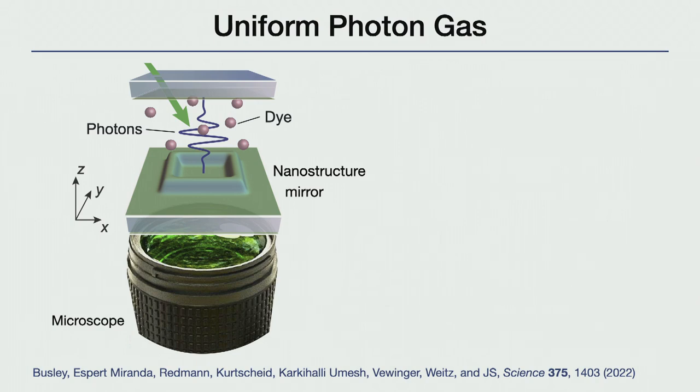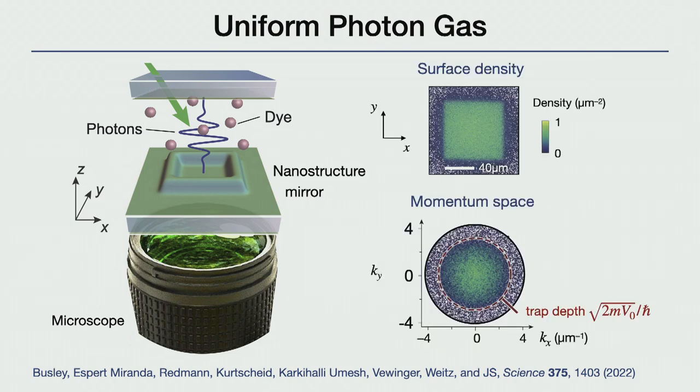Okay, so the experimental scheme to realize this gas is very similar to what I discussed before. We have this cavity with a nanostructured mirror. We pump these dye molecules. We have photons stored inside. Light leaks out of the cavity. We collect it with a microscope objective. And then we are able to look at the density distribution in the cavity plane, which is shown here. You can see there's less than one photon per micron squared. So this is a deep, normal, classical gas.